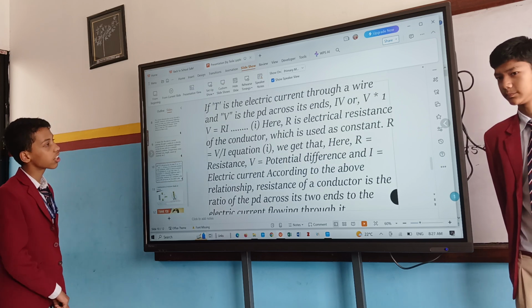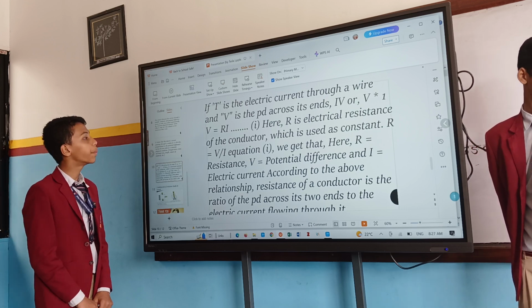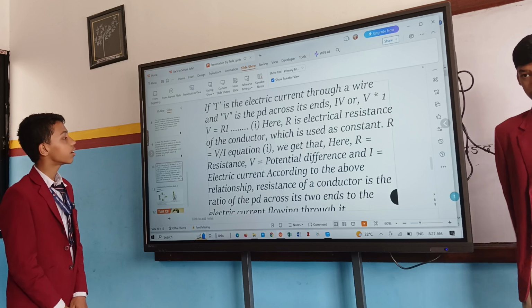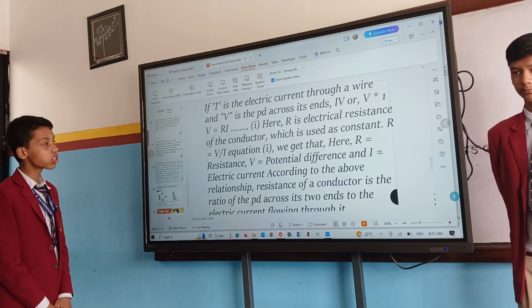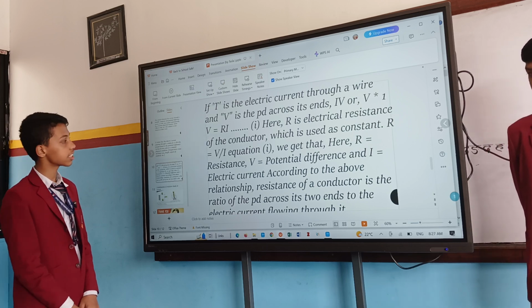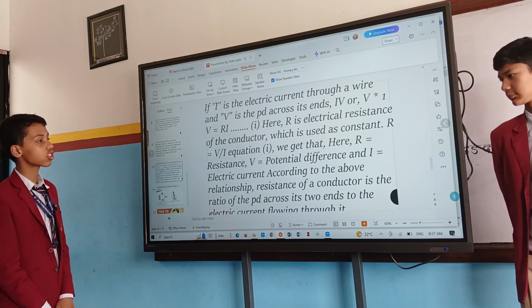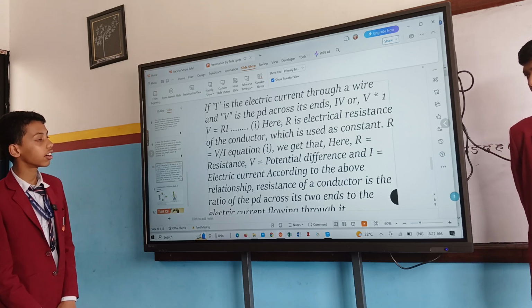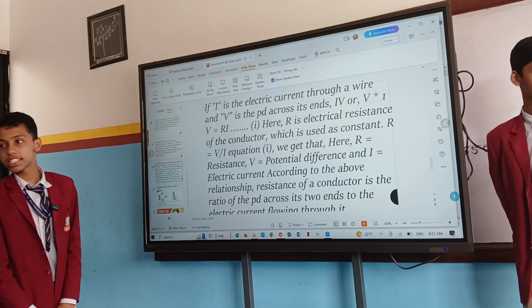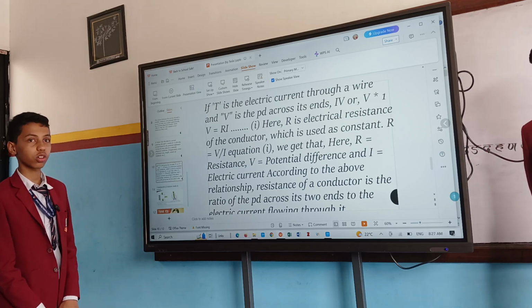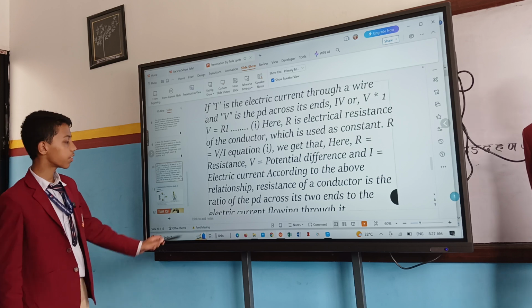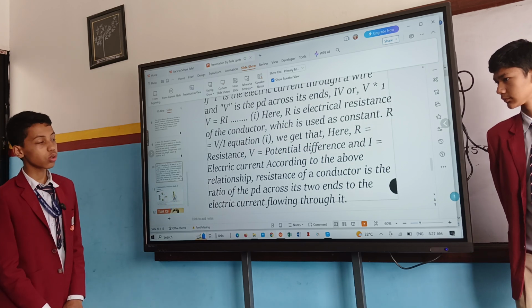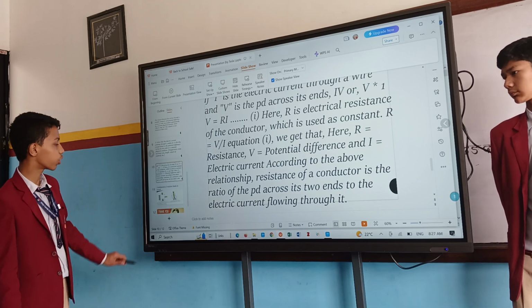If I is the electric current through the wire and V is the PD across its ends, then I is proportional to V, or V is equal to RI. Equation 1. Here R is the electrical resistance of the conductor, which is used as a constant. R is equal to V by I. We get that here R is resistance, V is potential difference, and I is electric current. According to the above relationship, the resistance of a conductor is the ratio of PD across its two ends to the electric current flowing through it.